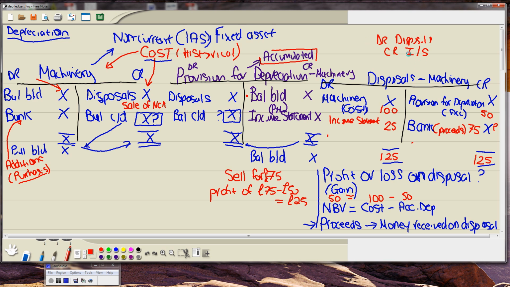A credit to the income statement means an increase of other revenue income. It's other revenue. It's not the main income. Their core income is from sales. This is another way of making money, but it's not their main source of making money. So that means it's a profit.